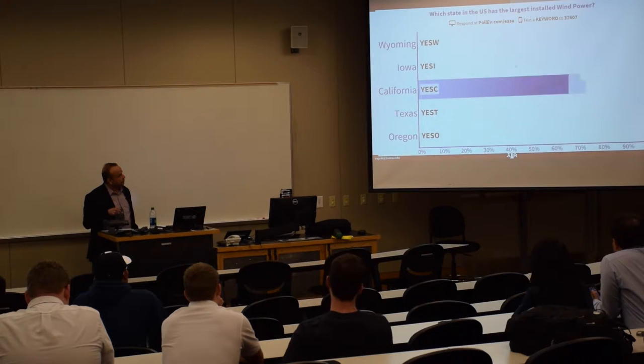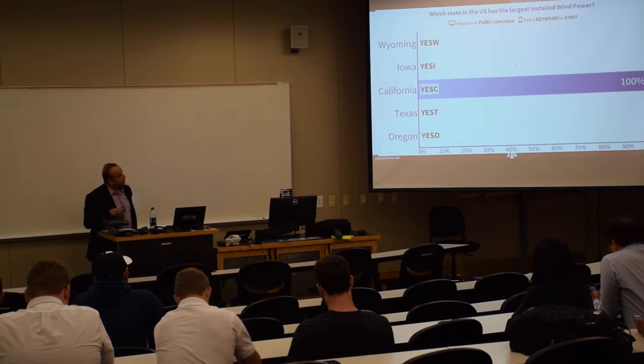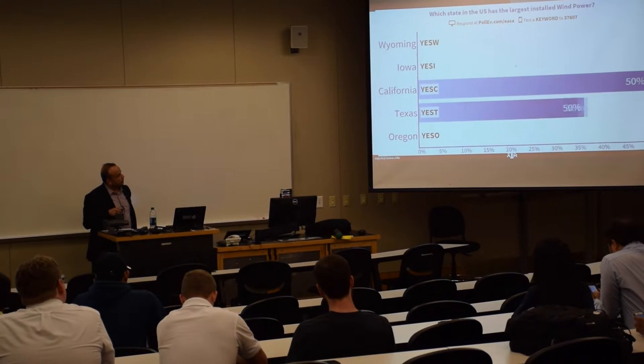Which state in the U.S. has the largest installed wind power? I think it's the same number, 37607. And this time you have to say W for Wyoming, and I for Iowa. Somebody's voting for California, I think. Okay. So you need to text 37607. That's the number you text to. And then all you have to do is put this one, right?